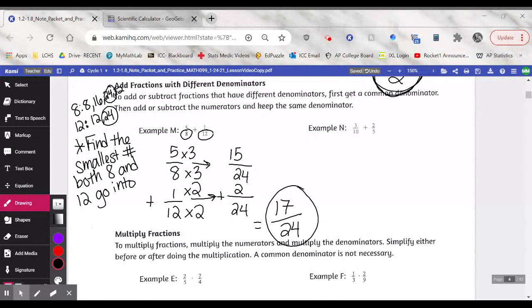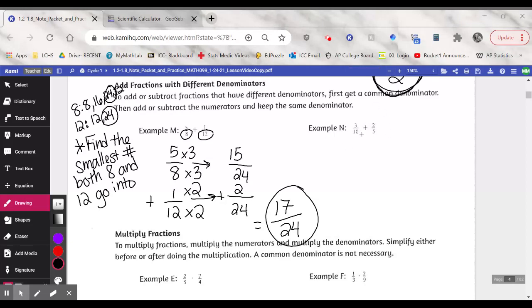And if you subtract, it is going to be the same exact steps here. So there's no difference. The only difference is in the very last step, instead of adding the 15 and 2, you would have subtracted. All right, let's look at example N.